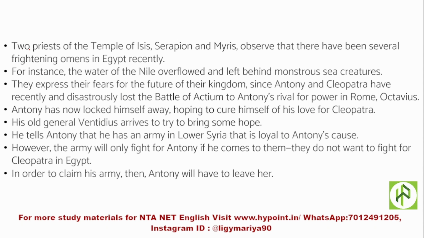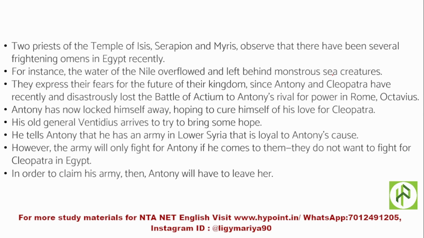So the play begins. Two priests of the temple of Isis, Seraphim and Myris, observe that there have been several frightening omens in Egypt recently. So two priests are discussing. Who are they? Seraphim and Myris. They observe that several bad omens are happening in Egypt recently. See, this is happening in Egypt. Do remember that.